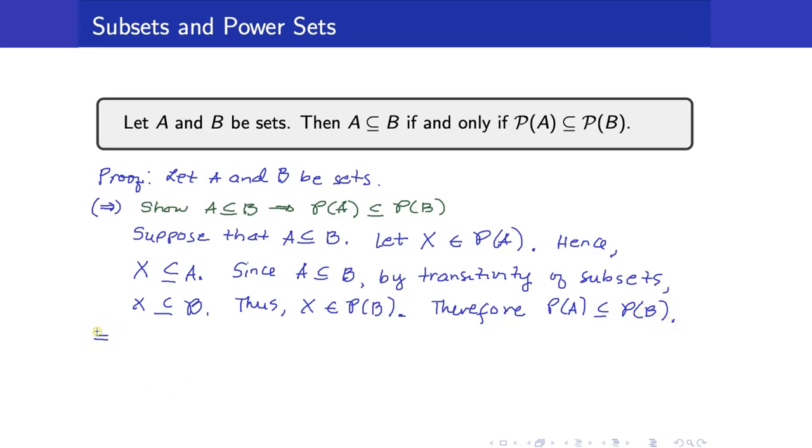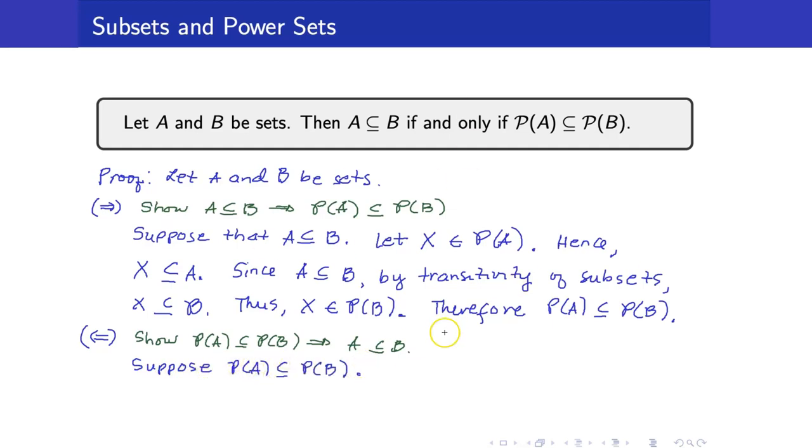For our next direction, we want to show the converse. If the power set of A is a subset of the power set of B, then A must be a subset of B. So again, we start with our premise. Suppose that the power set of A is a subset of the power set of B. In order to show that A is a subset of B, I will not use the direct way of getting an arbitrary element of A here and then showing that it is an element of B. That technique will not work because we have to make use of our given. We have to make use of the power sets of A and B.